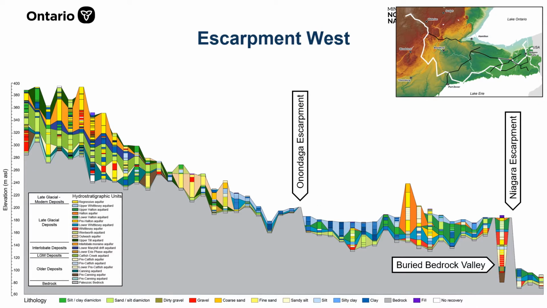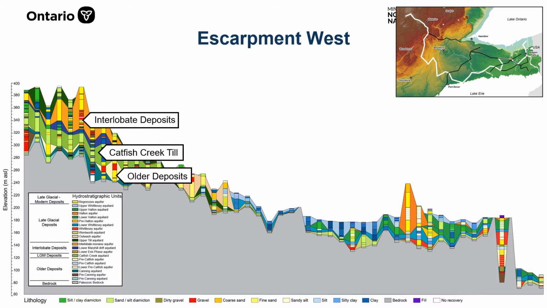Starting in the west, let's take a moment to look at the composite section which extends from Waterloo to Niagara. We can see the Onondaga and Niagara escarpments as well as a buried bedrock valley. The sediment record begins with a package of older deposits capped with Catfish Creek till, which was deposited during the late glacial maximum. With the breakup of the regional ice sheet and shift back to distinct lobes advancing out of the Great Lakes basins, interlobate sediments, including the well-known Waterloo and Orangeville moraines, were deposited high on the landscape in a series of ice-walled lakes.